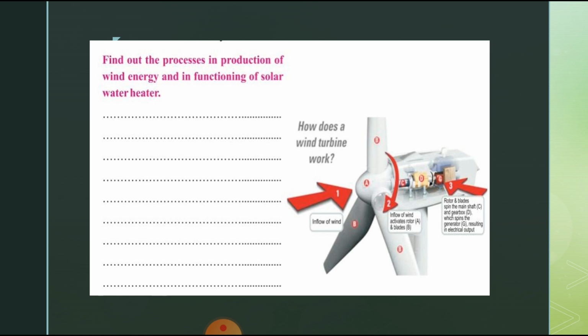In one minute, the spinning is between 11 and 20 times, and each turbine can generate a maximum of 1.5 megawatts of electricity. That is enough power for more than 500 residential homes. So this was the way wind energy works.